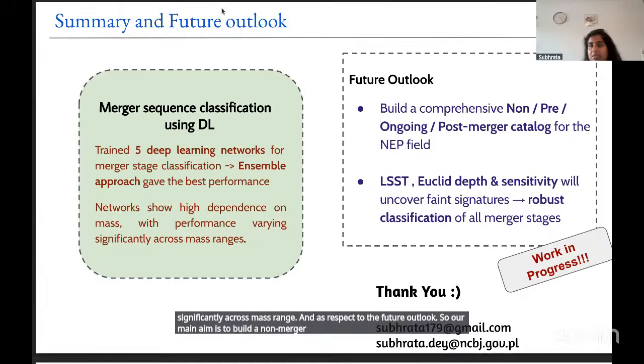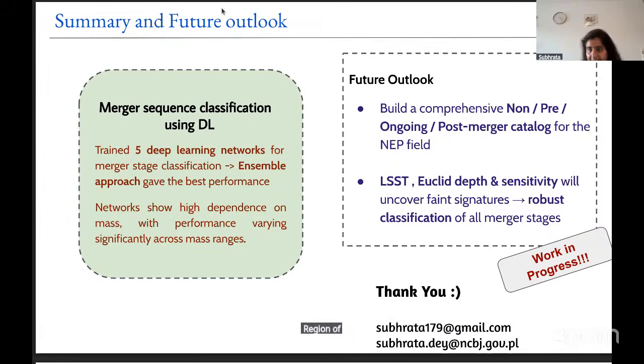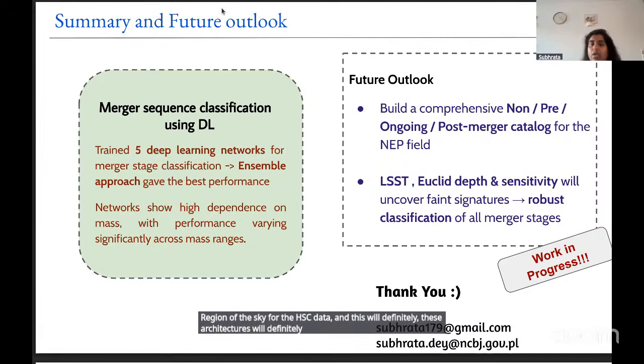As with respect to the future outlook, our main aim is to build a non-merger, pre-merger, ongoing, and post-merger catalog for the north ecliptic pole region of the sky for the HSC data. And these architectures will definitely be transferred to LSST and Euclid, considering their depth and sensitivity. So this is the work in progress, as I would like to say. Yeah, thank you.